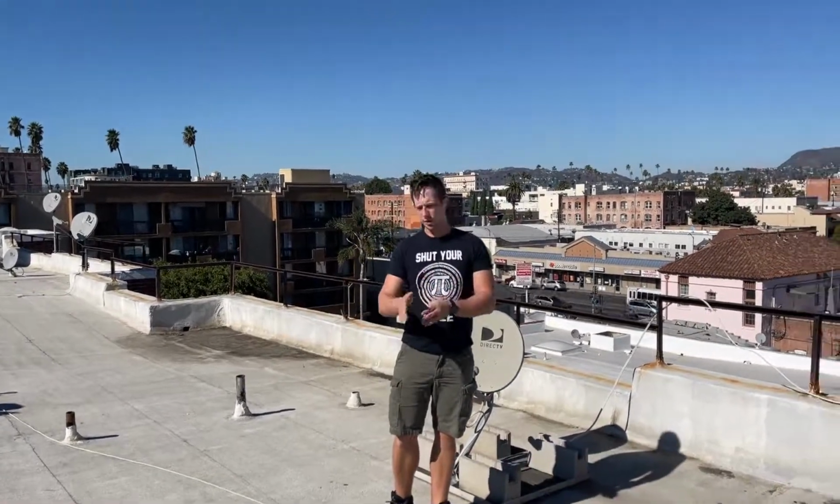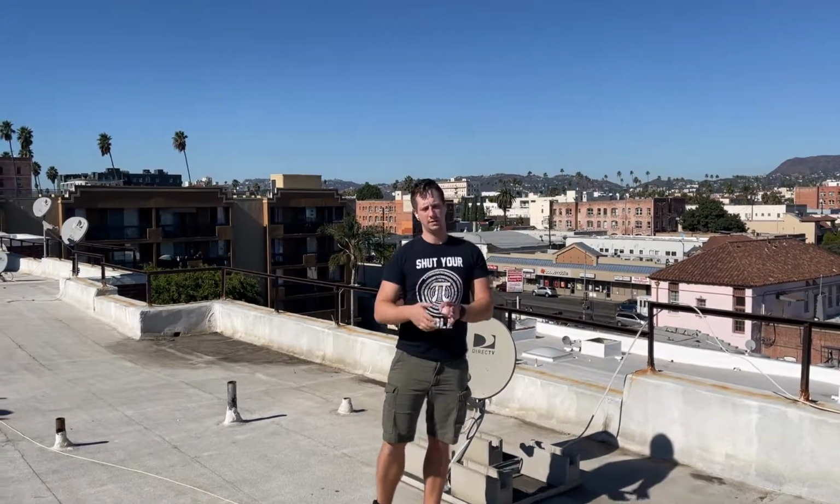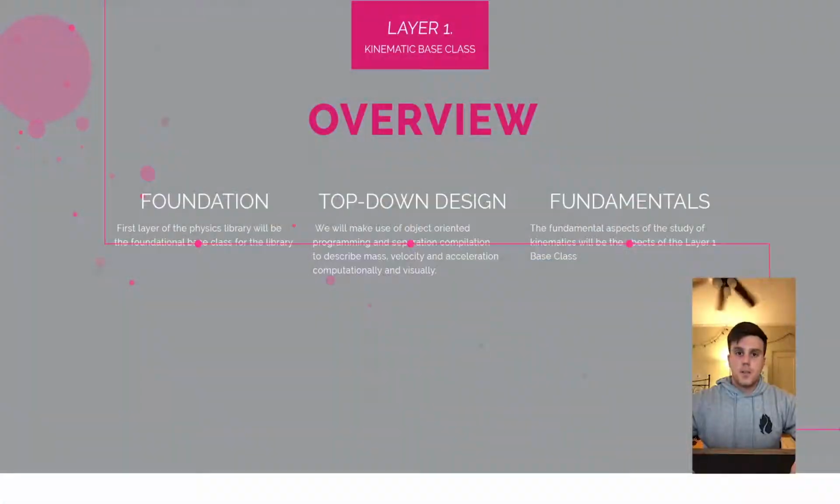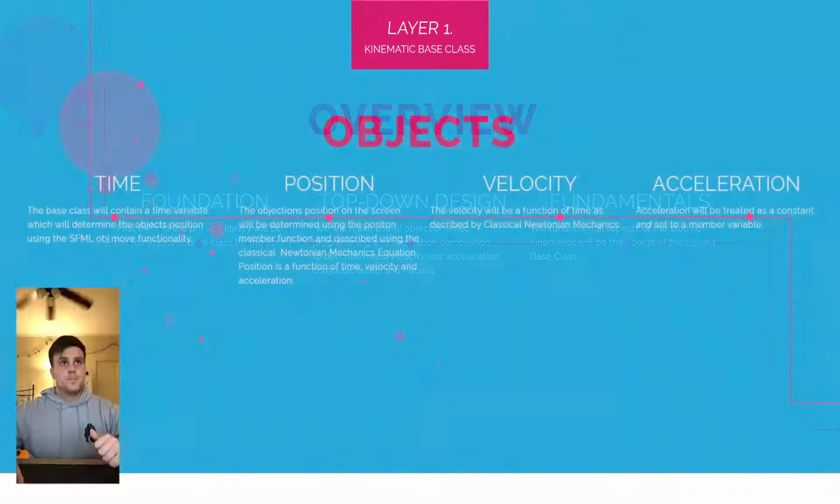From there, we're going to develop more classes. For our final project, we're going to be creating a physics library, and what we're calling the first layer of our project is the kinematics class. In our kinematics class, we're going to use object-oriented programming and separate compilation to describe things like mass, velocity, acceleration, and direction. All of these things will be their own classes, but our kinematics class has a relationship with all of these things in order to describe the kind of movement that we want for our SFML objects.